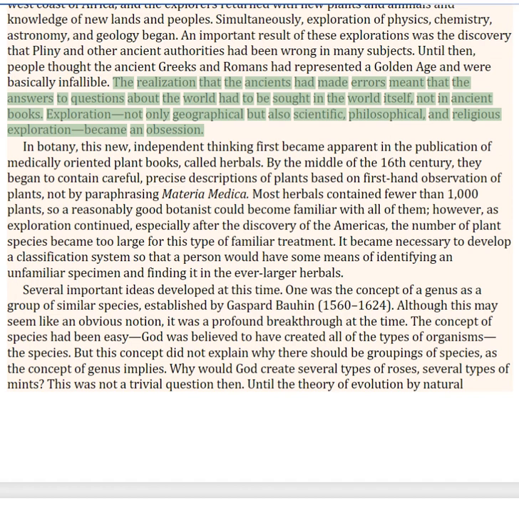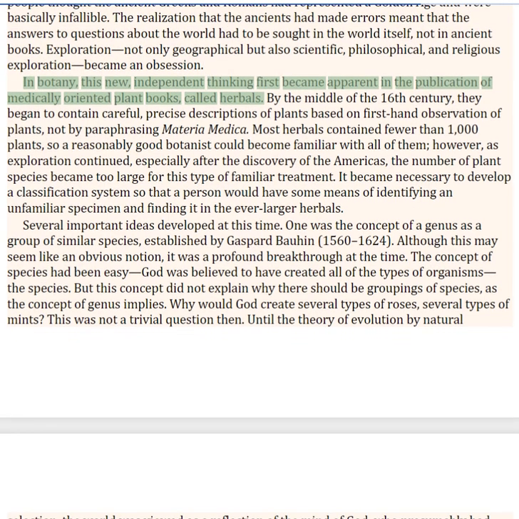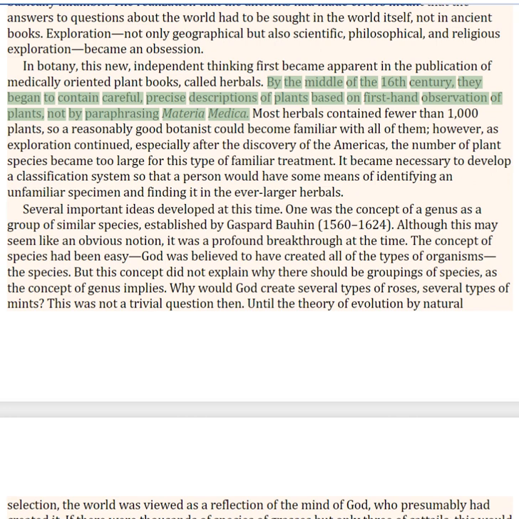Exploration, not only geographical but also scientific, philosophical, and religious exploration, became an obsession. In botany, this new, independent thinking first became apparent in the publication of medically oriented plant books, called herbals. By the middle of the 16th century, they began to contain careful, precise descriptions of plants based on first-hand observation of plants, not by paraphrasing Materia Medica.